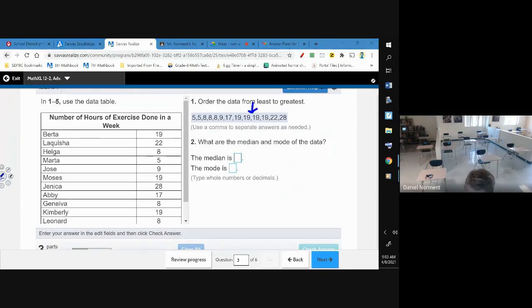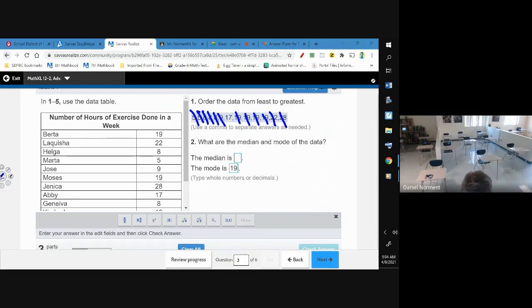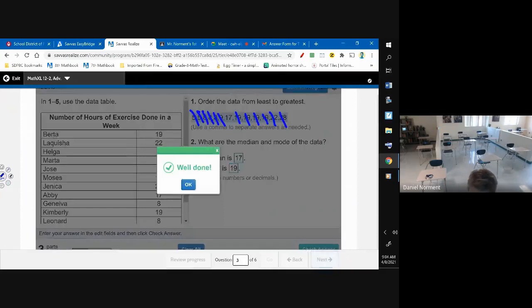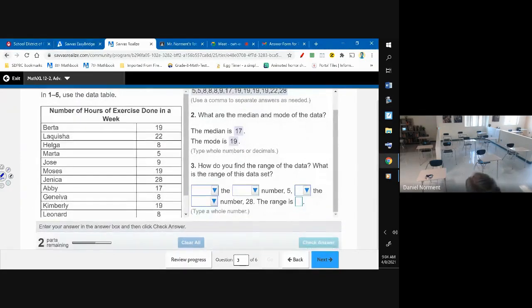That number is there 4 times. I'm going to do that. And then the median is the number in the middle. So what's the number in the middle? The number in the middle is 17. So I'm going to hit check. Yep, that's done.